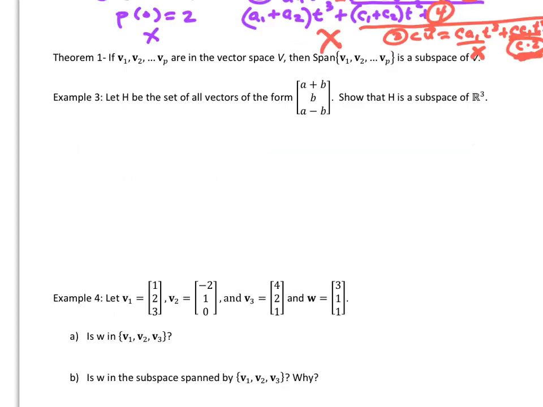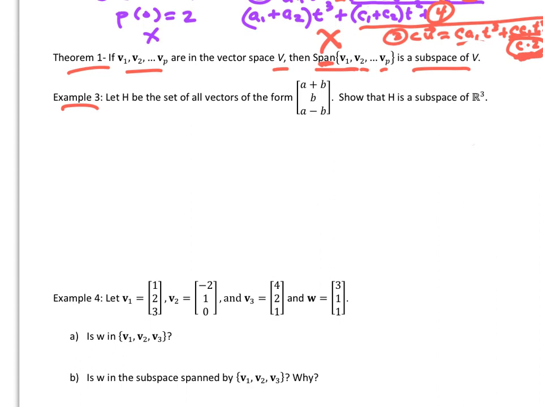Okay, then example number 3. Example number 3 comes from this theorem. If v1, v2, up to vp are in vector space V, then the span, make sure you see that word span, of v1, v2, all the way to vp is a subspace of my V. All right? So let's see what happens here.